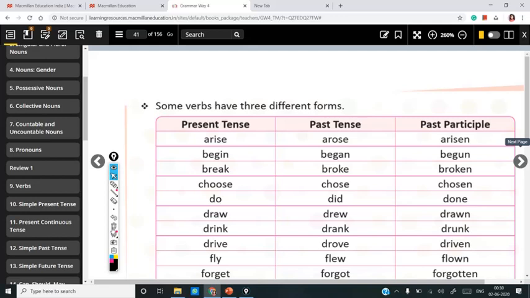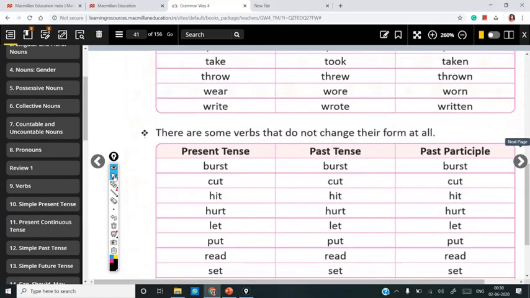See, some verbs have 3 different forms, like arise, arose, arisen. Begin, began, begun. Break, broke, broken. Choose, chose, chosen. So they are having different forms. This you will have to definitely remember, what is used in the past tense and what verb we use in the past participle. This you'll have to remember.